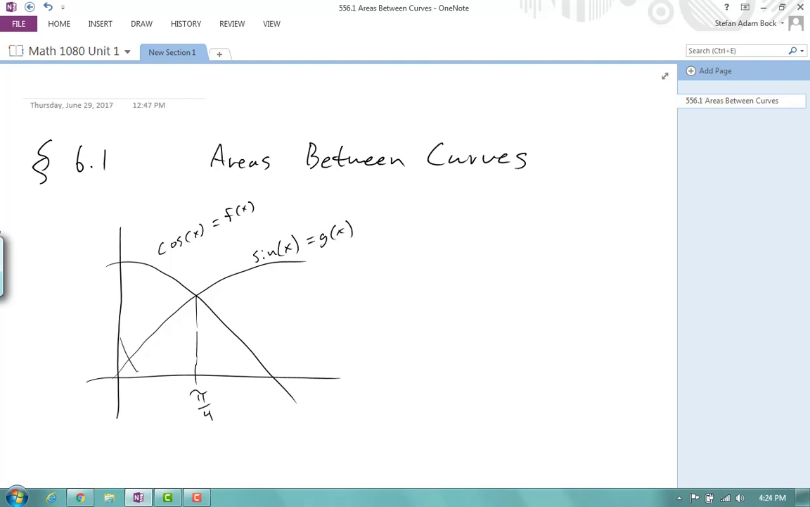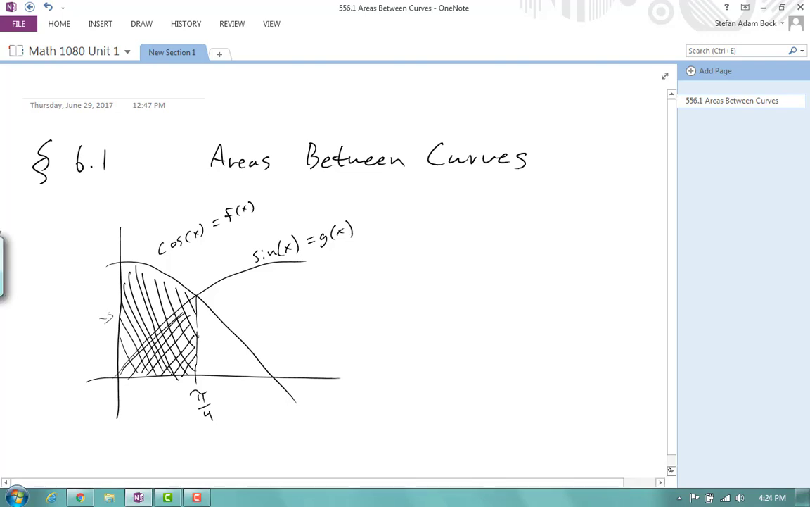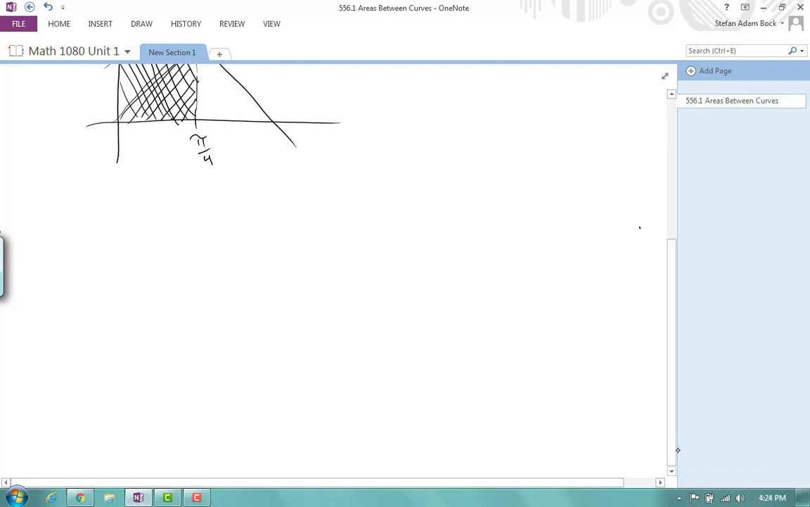So if I find all of this area up here, and then I subtract this area down here, then what's left over up here is the area technically below cosine and above sine, so between those two functions. Now in terms of Riemann sums, what this would look like if I chop up my interval from 0 to pi over 4, and this is something we're going to be doing a lot, is a lot of chopping.